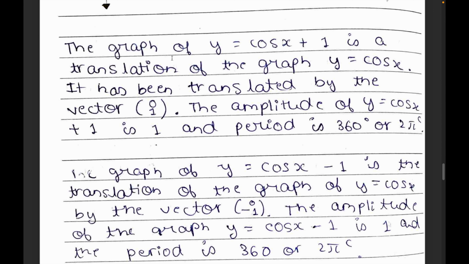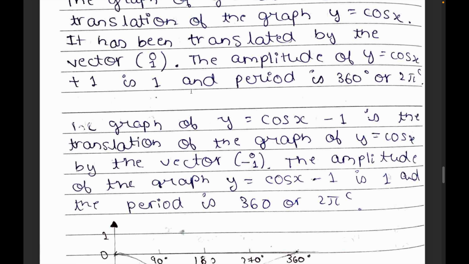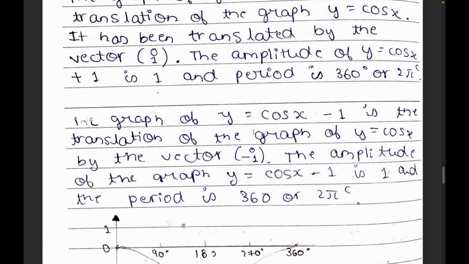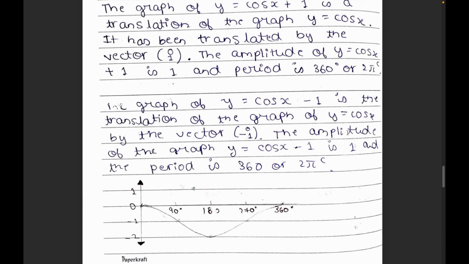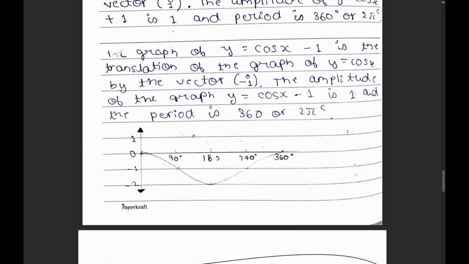So the graph of y equals cos x plus 1 is a translation of the graph y equals cos x. It has been translated by the vector 0, 1, and the amplitude of y equals cos x plus 1 is 1, and the period is 360 degrees. The graph of y equals cos x minus 1 is the translation of the graph y equals cos x by the vector 0, minus 1. The amplitude of the graph of y equals cos x minus 1 is 1, and the period is 360 degrees. So when you translate something, the amplitude and the period do not change.